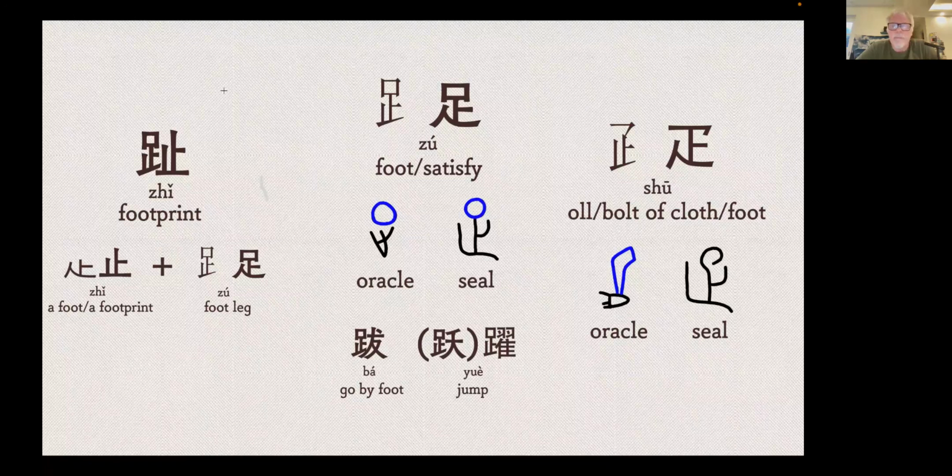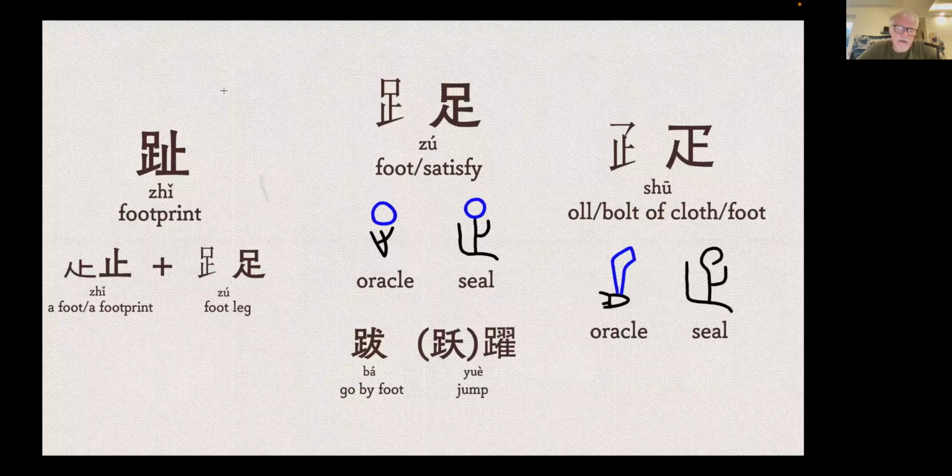In the middle, we have the character zhu. The two characters you see here are supposedly from the same source. They come from a leg and a foot, and they basically mean a leg including the foot. This character, zhu, you will see it in many characters, and it's usually on the left-hand side. Two examples are ba, which means to go by foot, and yue, which means to jump.